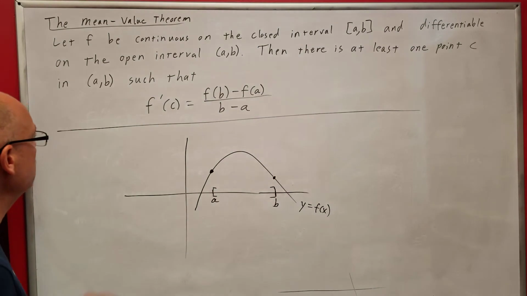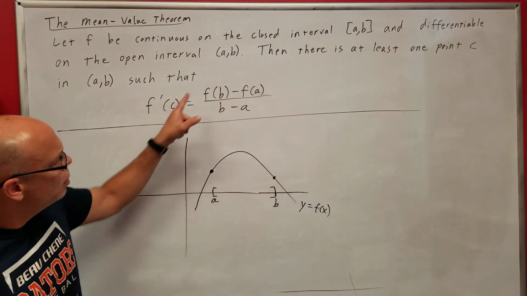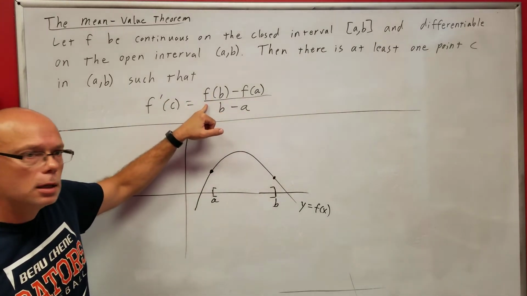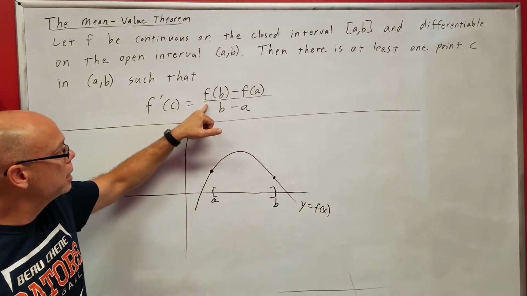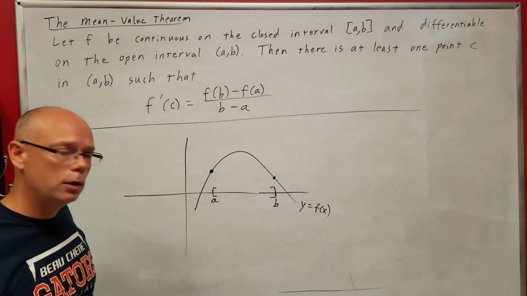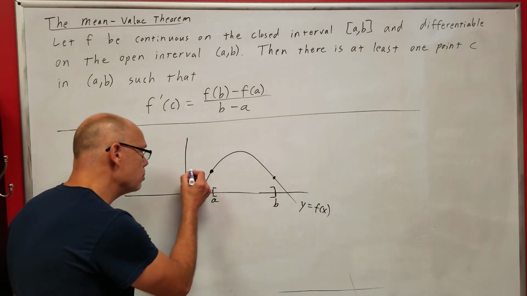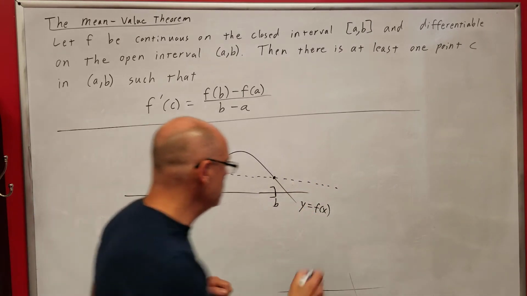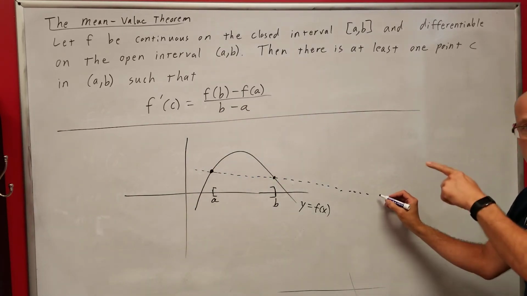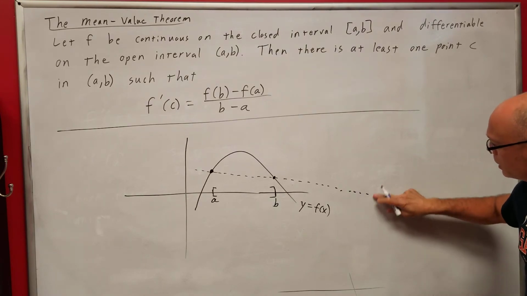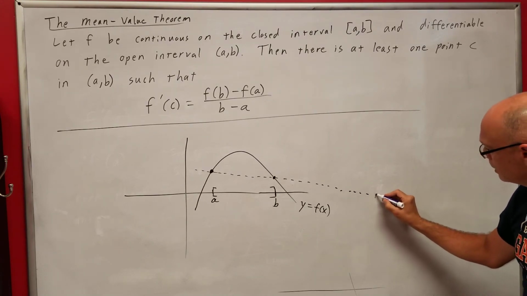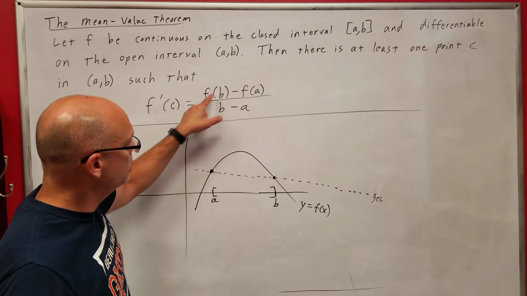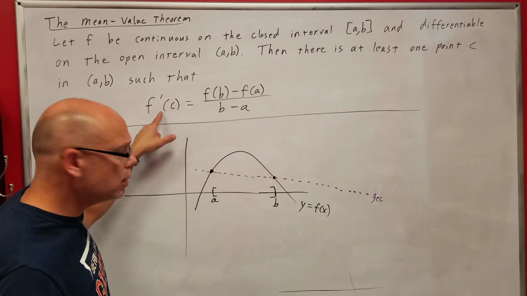Then what are they talking about right here? f prime of c is equal to this stuff. Well, what is this stuff? Recall from the very beginning of the semester, this looks a lot like the slope of the secant line connecting points a and b. In fact, that's what it actually is. It's the slope of the secant line that connects these points here. Let me call that the secant line. All right, then what does this mean? This means the slope of the secant line.